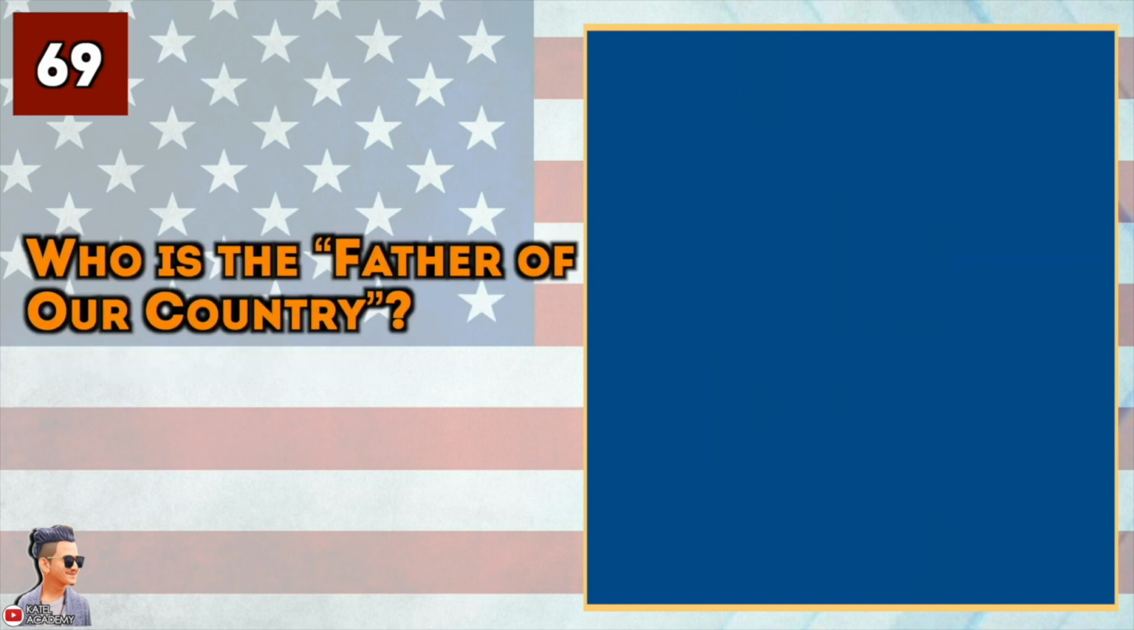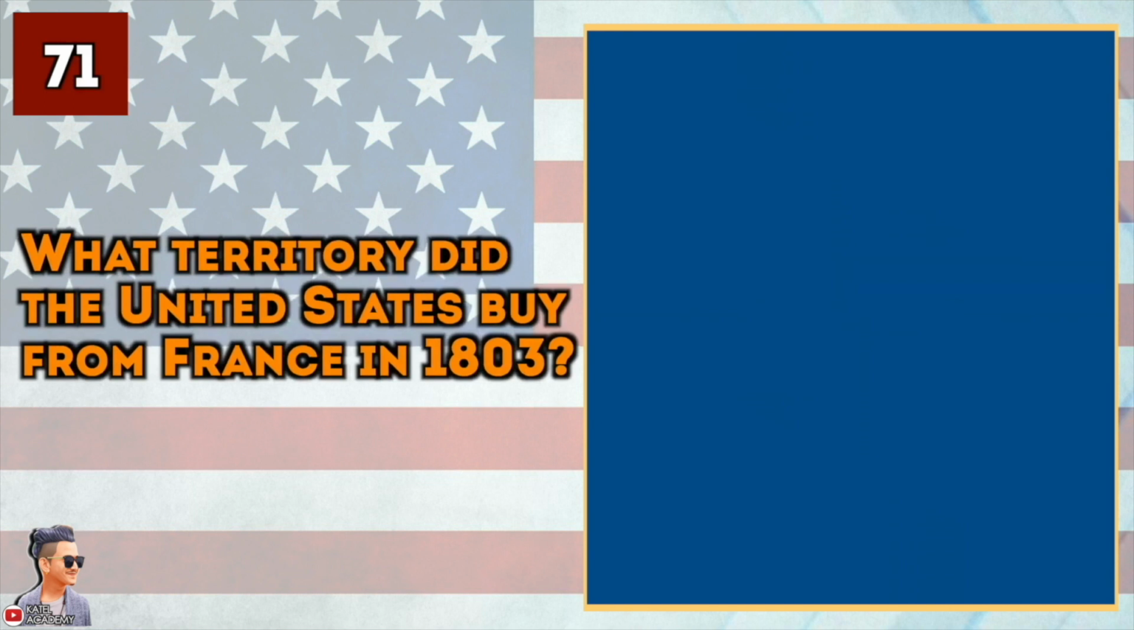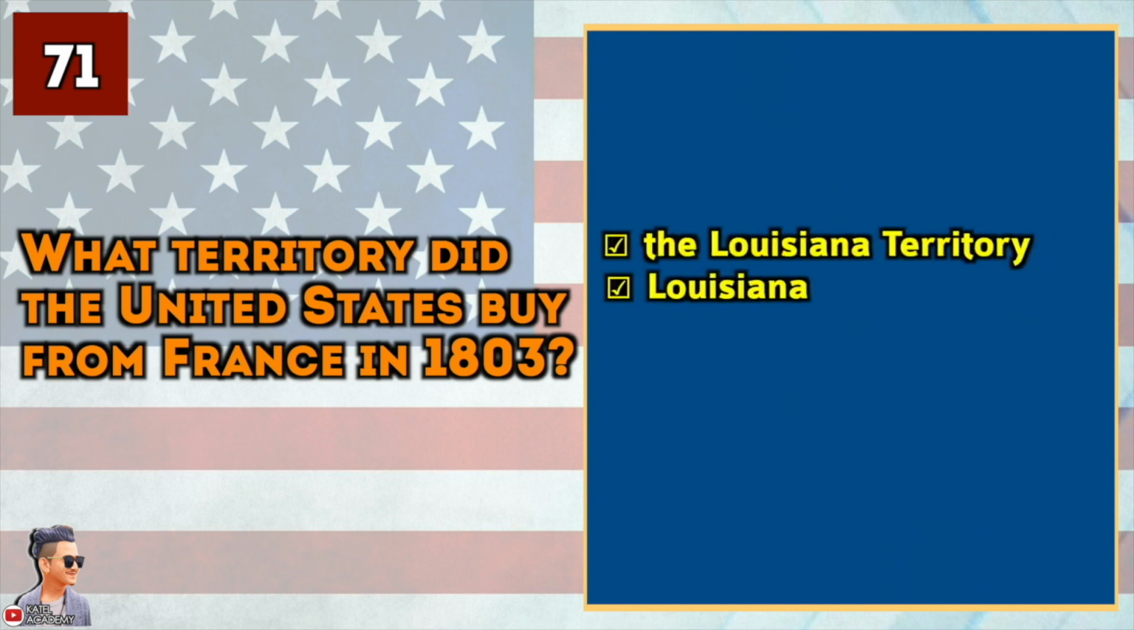Who is the father of our country? George Washington. Who was the first president? George Washington. What territory did the United States buy from France in 1803? The Louisiana Territory. Louisiana.